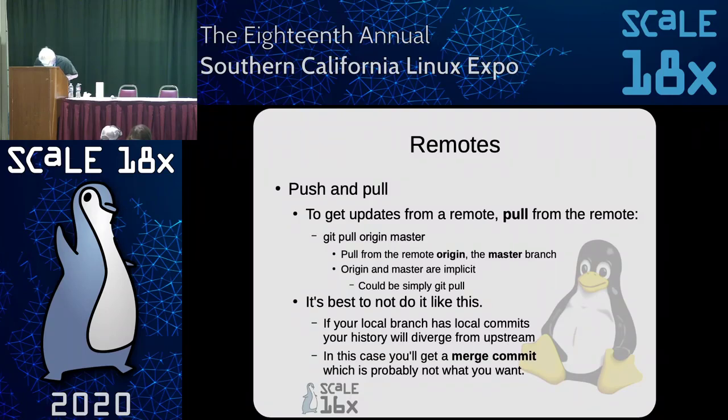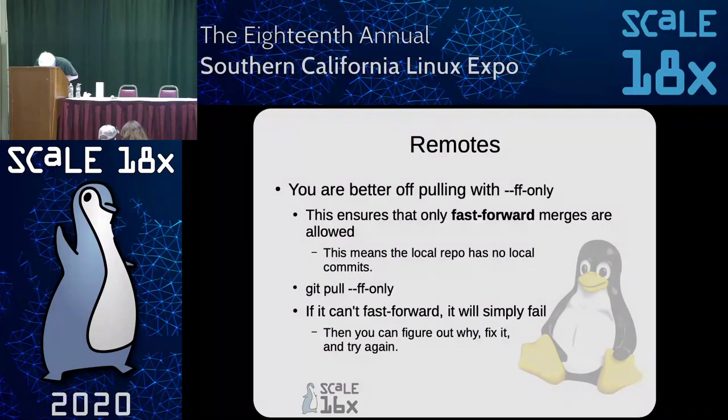Push and pull to get updates from remote. You pull from it: git pull, the remote name, and the branch. Or a lot of times it's implicit, you can just do git pull. But usually it's best not to do it like this, because if your local branch has local commits, then your history will diverge from upstream, in which case when you do your git pull, Git will do what's called a merge commit, which is probably not what you want.